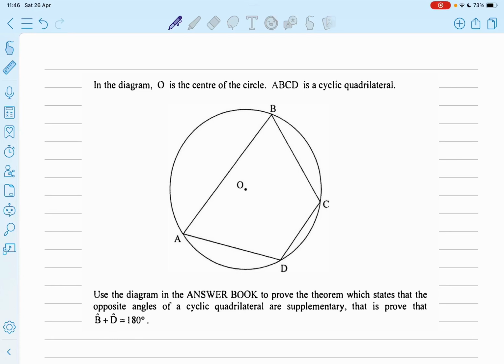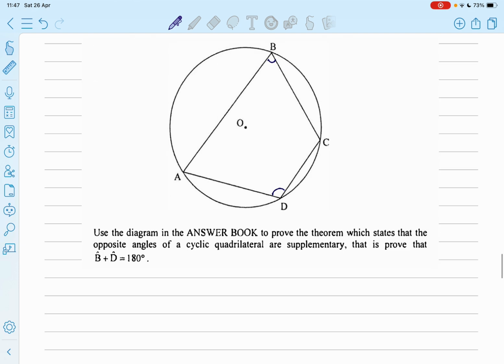Hi there, let's do this Euclidean Geometry exam question. Here we are going to prove the circle geometry theorem that states that the opposite angles of a cyclic quadrilateral are supplementary. We've been given ABCD, which is our cyclic quadrilateral, and they want us to prove that angle B and angle D add up to 180 degrees.